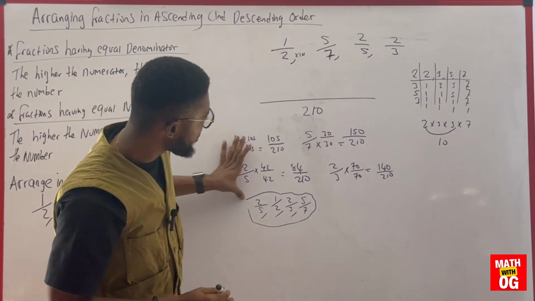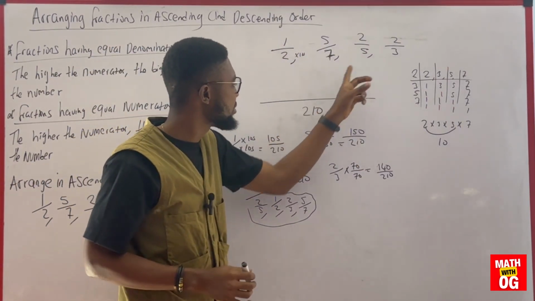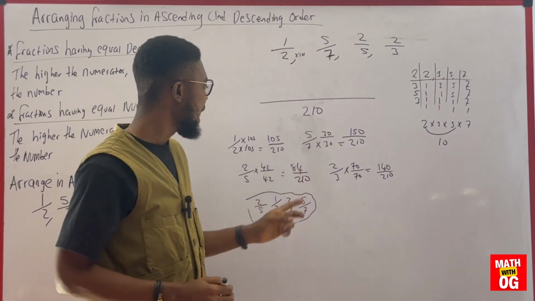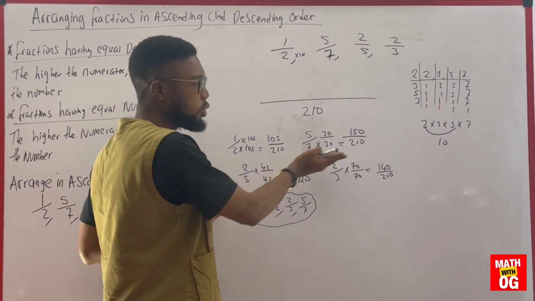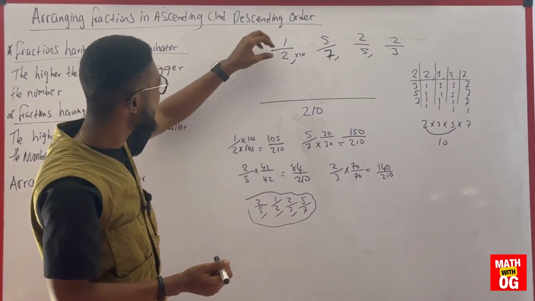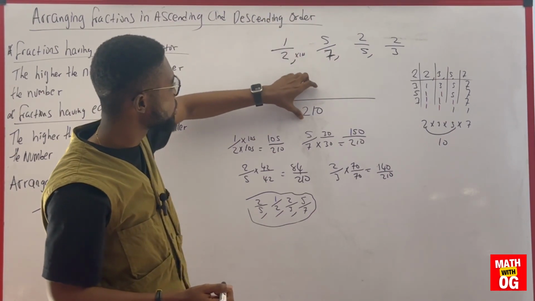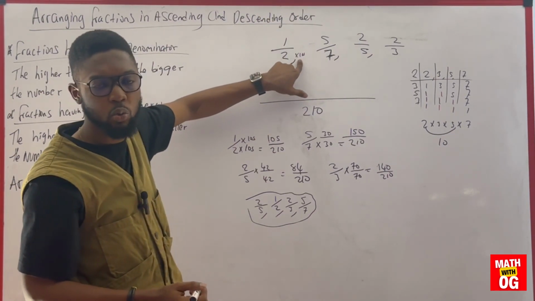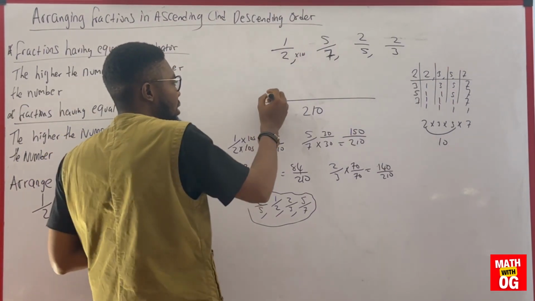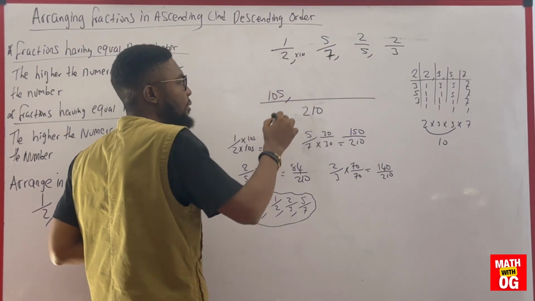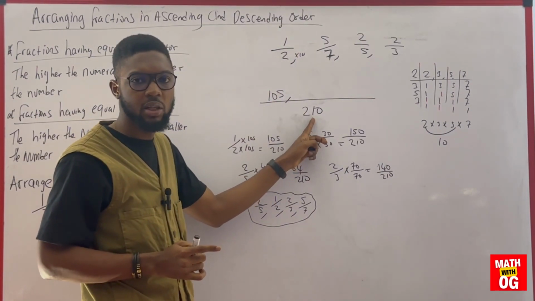But in order not to pass through this stress, how do we go about it? By putting 210 here. I've looked for the LCM. The LCM is 210. How can I easily get 105, 150, 84 and 140 without going through this stress? I'll simply come like this. 2 into 210. How many times will 2 go into 210? The answer is 105. Use the 105 to multiply the numerator, and that will give us 105. So therefore, I can say 1 over 2 is represented with 105 over 210.